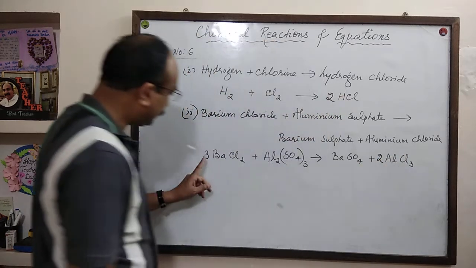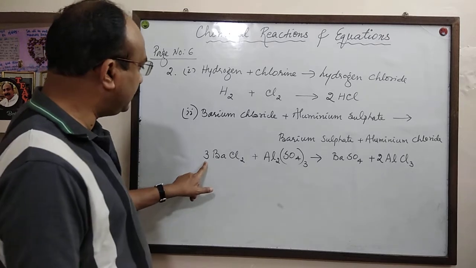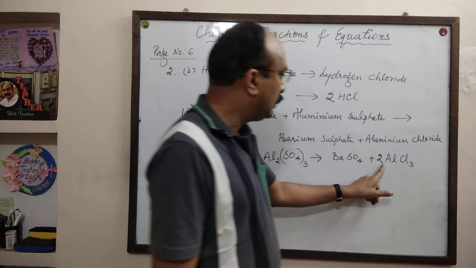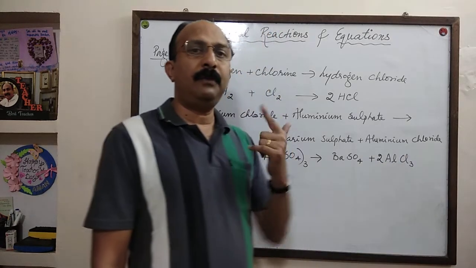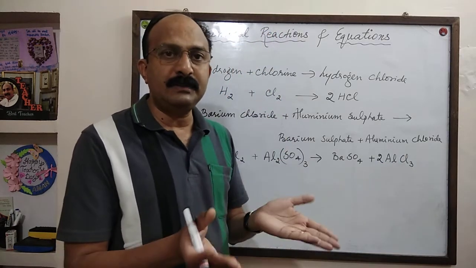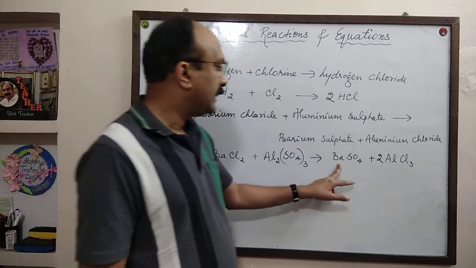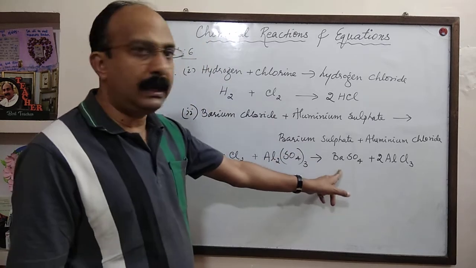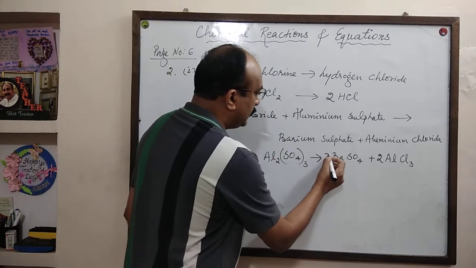Now the number of chlorine atoms is equal. 3Cl2 means 3 into 2, 6 Cl atoms. 2 into 3, here also Cl atoms are 6. But while doing so, other atoms also get disturbed. Now it is 3Ba, but here we have only Ba. Now we have to make Ba equal. How? Since it is 3 here, let us also try 3 here.